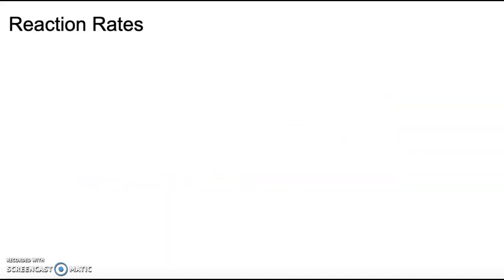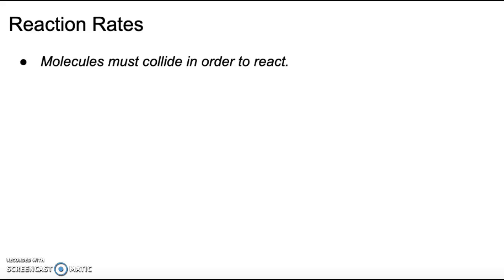The last thing that we're going to talk about today is reaction rates. So when I say reaction rate, I just mean how fast or slow is my reaction happening. And to think about what's going to allow a reaction to go faster, we want to think about collision theory. All right, so that first piece of collision theory is that molecules must collide in order to react. So anything that you can do to a reaction to increase the number of collisions is going to increase the rate of reaction, make the reaction happen faster.